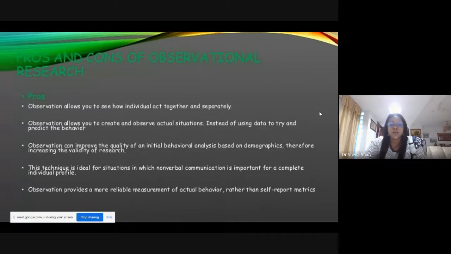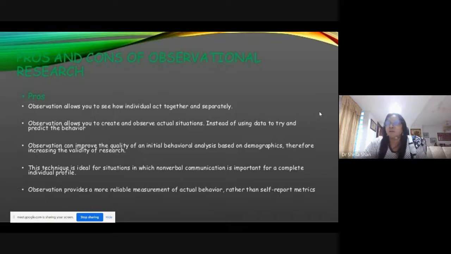Observation allows you to create or observe an actual situation instead of using data to try and predict the behavior. So it's all in front of you. Observation can improve the quality of the behavior analysis based on the demographic, therefore increasing the validity of the research. This technique is ideal for non-verbal communication where you cannot talk, especially with animals. So it can help you to produce an individual profile. And observation provides a more reliable measurement of the actual behavior than asking a person to report.